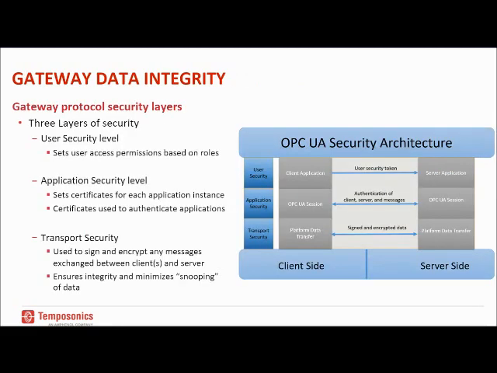And this is just the hierarchy of that gateway. There are 3 different layers to that. You have the user access level, which is what most of us interact with. That's where you have your username and password that are specified. You have your application layer, and this is where you have your certificates that are passed between the application itself and the end user instance of that application to make sure that there is security. And then lastly, you have your transport security layer. And that's used to sign and encrypt any messages that might be exchanged between the client and the server.